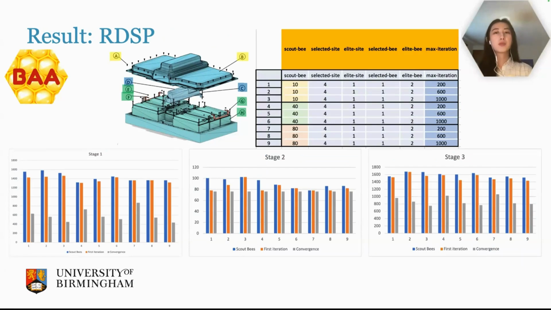So what we want to do is to deeply investigate how the BIS algorithm works when solving the RDSP problem, and to what extent we can amend the scout bees initialization method or the strategies of either the local search or the global search mechanisms, which can make the algorithm more efficient when solving the problem.